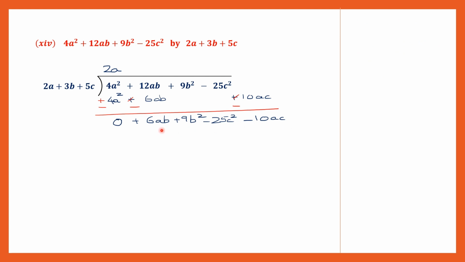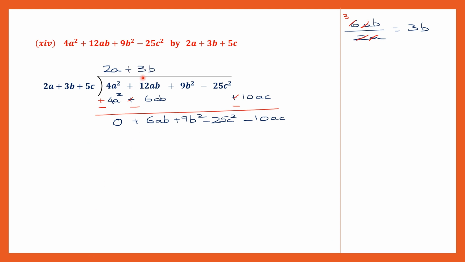Take the first term and divide it by the first term here. So we have 6ab divided by 2a. So we can cancel 2 and 6. 2 3s are 6. We can cancel a and a. So what is left is b. So what do we have? 3b. So take the 3b and write it here next to 2a in the quotient. So that becomes plus 3b.